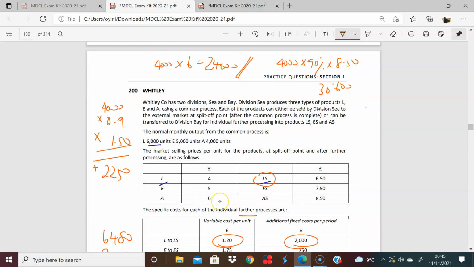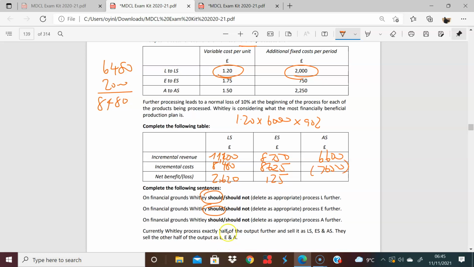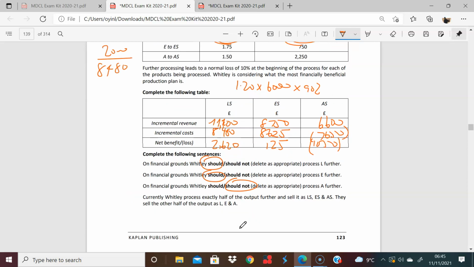So I'll do this one first. 4,000 times 0.9 times £1.50 is 5,400. So that's 5,400 plus the fixed costs of 2,250, which is 7,650. And you can see now it's not as profitable to carry on. So it's a 1,050 loss. So you should not be carrying on with that further process in that sort of scenario.